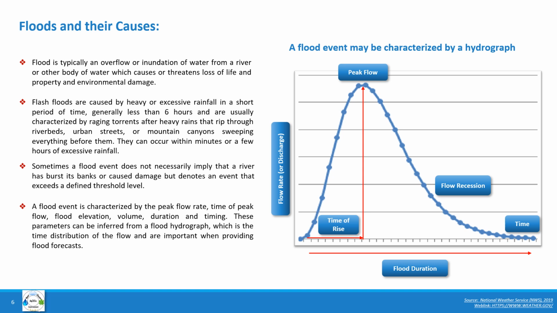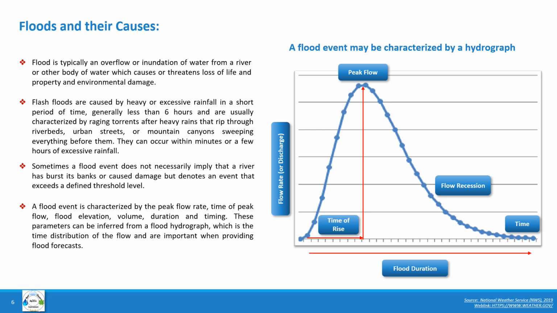However, flash floods, on the other hand, are caused by heavy or excessive rainfall in a short period of time, generally less than 6 hours, and are usually characterized by raging torrents after heavy rains that rip through riverbeds, urban streets, or mountain canyons, sweeping everything before them. They can occur within minutes or a few hours of excessive rainfall.